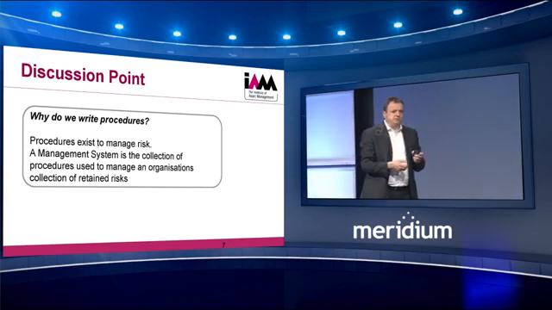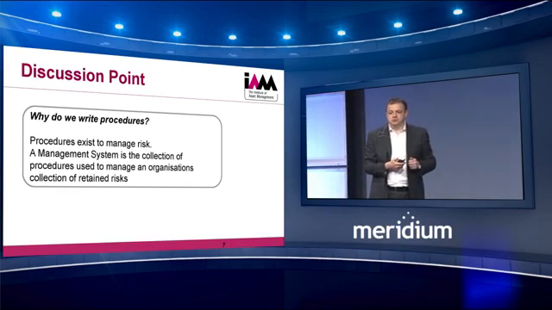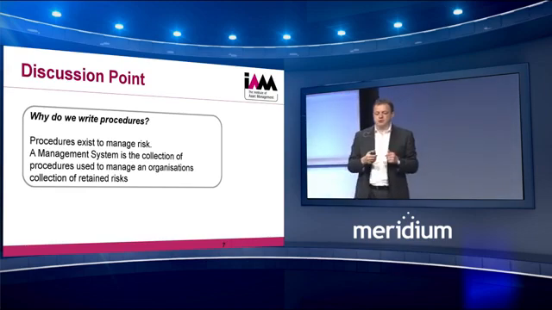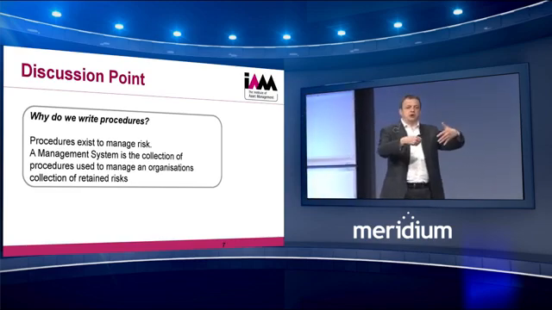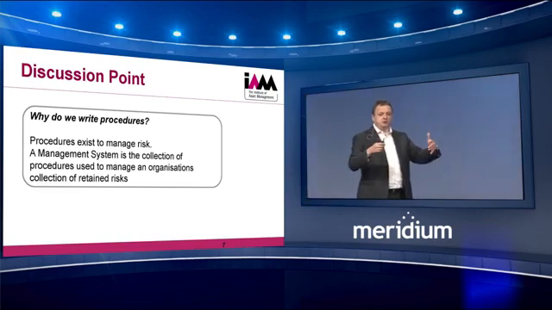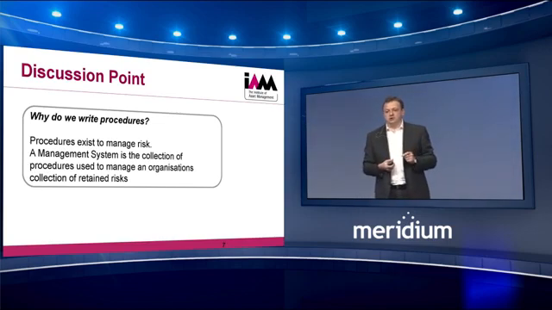So our previous definition said that a management system was just a collection of processes and procedures. And this slide says that procedures are used there to manage risk. So our management system is the collection of stuff, collection of controls and processes we have in place to manage all of our organization's retained risk.